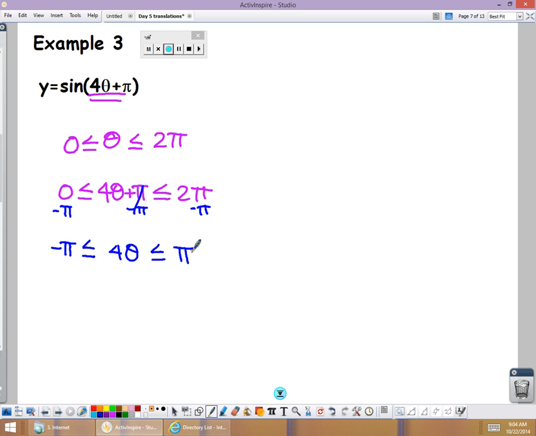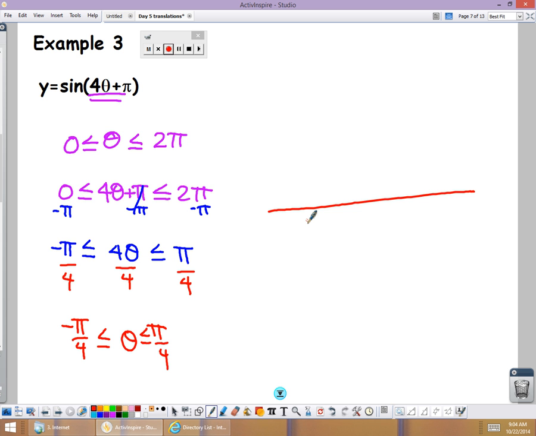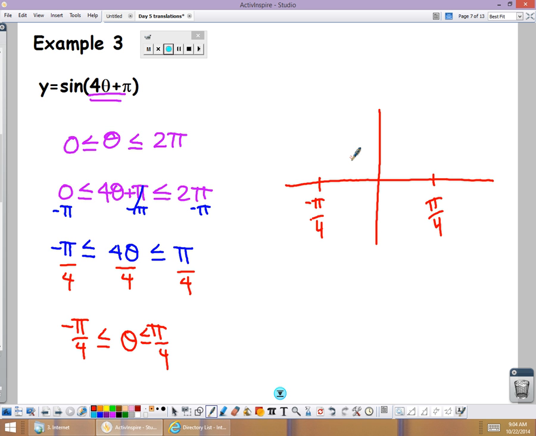Alright, next step, we want to divide by 4 to get theta by itself. So when we divide by 4 on all pieces, it looks like we go from negative pi over 4 to positive pi over 4. So that means we have had a couple things happen. If we graph from negative pi over 4 to positive pi over 4, we need to fit our whole one period in that section.